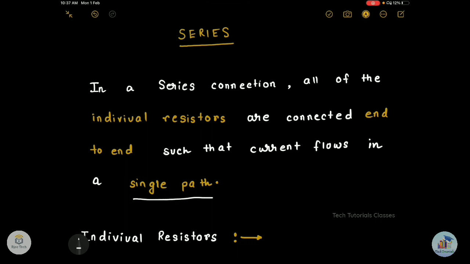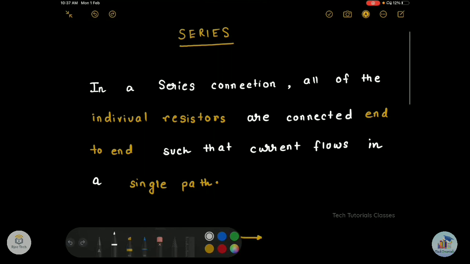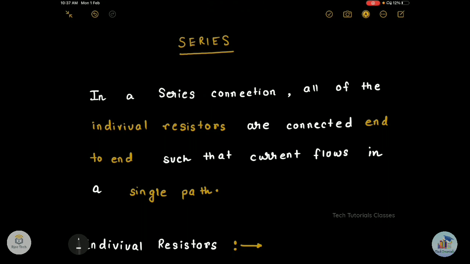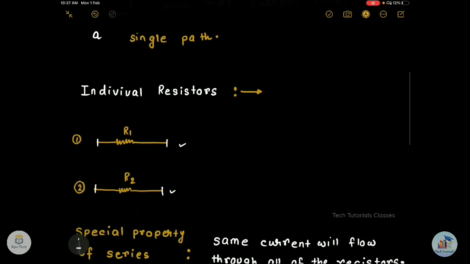So what do you mean by that? We'll come to this later. Now, suppose the individual resistors over here are R1 and R2. So this is one end of the resistor R1 and this is the other end of the resistor R2. Again, this is one end of resistor R2 and this is the other end of resistor R2. Okay, so how can we connect these to form a series connection? Come back to the definition. They must be connected end to end. So one end of resistor R1 must be connected to the other end of resistor R2. So suppose you can connect this end to this end, right?